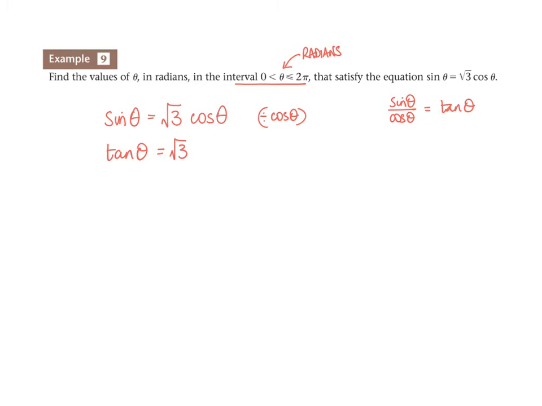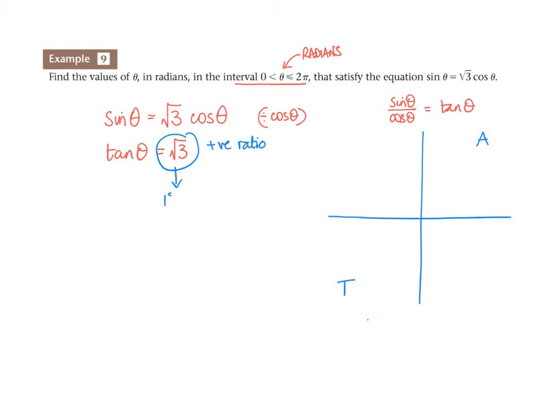Then we're back to the scenario again, that we have a positive ratio, and a positive ratio for tan means that it's going to be in the first quadrant, all sine tan, so that means it's going to be in the first and third quadrants. Now we're not working in degrees this time, we're working in radians, so it's 0, pi by 2, pi, 3 pi by 2, and 2 pi.